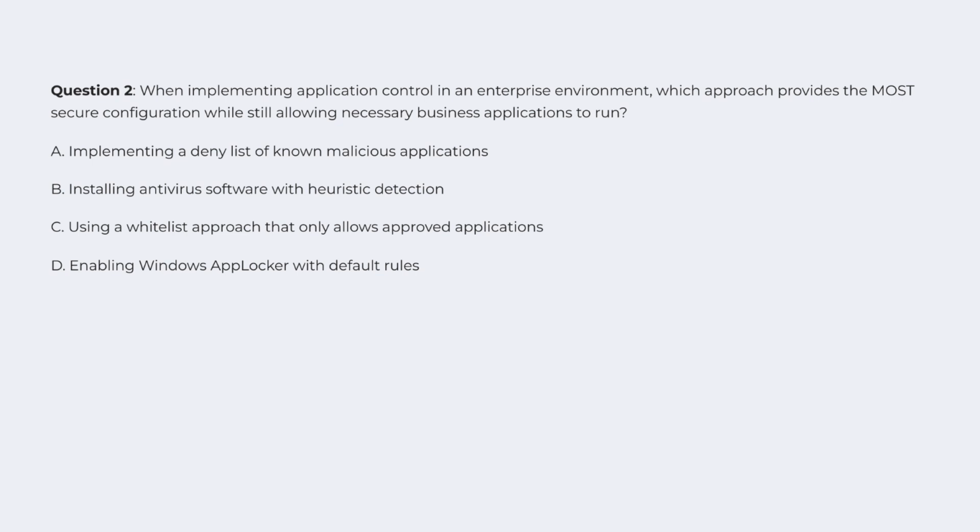A. Implementing a deny list of known malicious applications. B. Installing antivirus software with heuristic detection. C. Using a whitelist approach that only allows approved applications. D. Enabling Windows AppLocker with default rules.